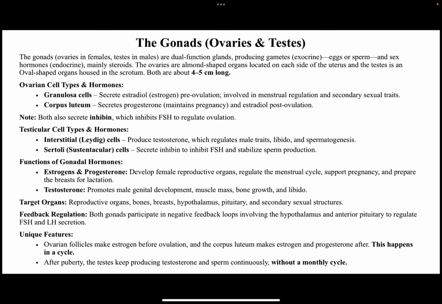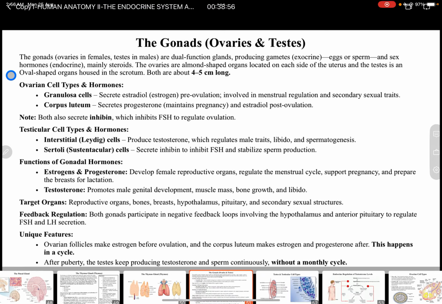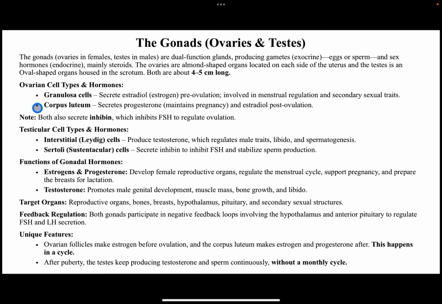So we have the ovarian cell types, which are the granulosa cells and the corpus luteum. Then we have the testicular cell types and the hormones they produce: the interstitial or Leydig cells, and the Sertoli cells. And then we have the functions of the gonadal hormones: estrogen, progesterone, and testosterone. The hormones also have target organs, like reproductive organs, bones, breast, the hypothalamus, the pituitary gland, and the secondary sexual structures. Is that okay? So these are the gonads.